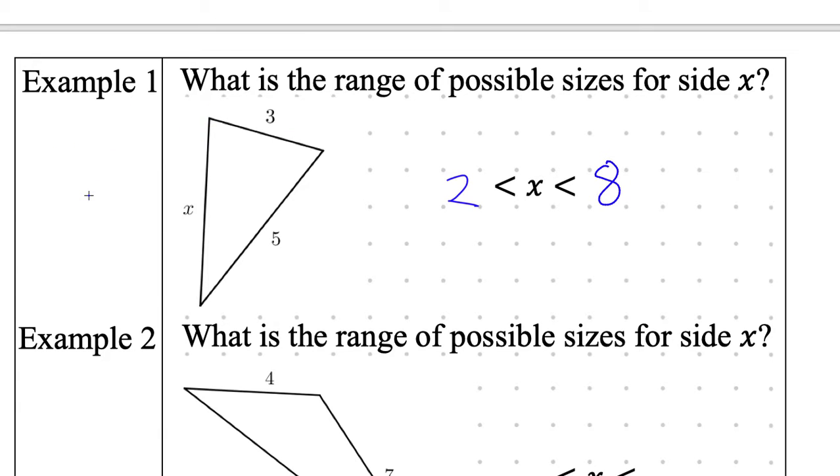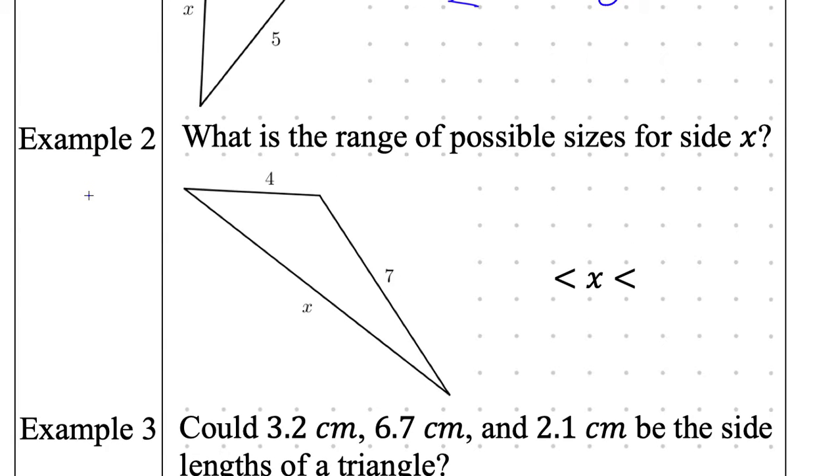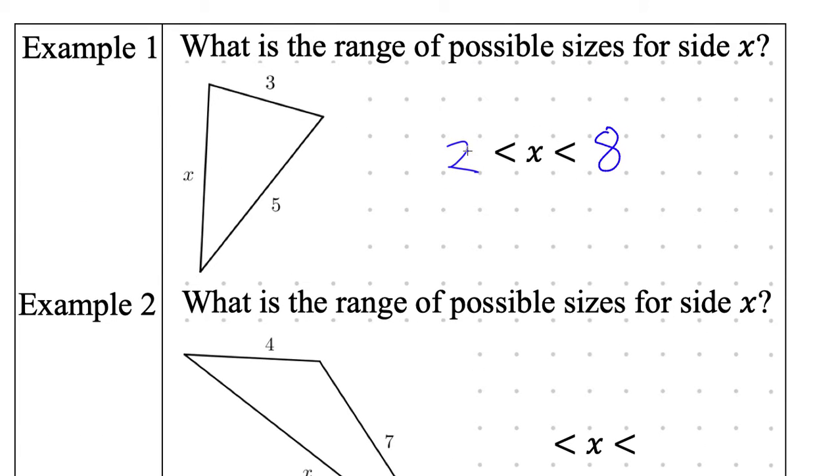That's it. Let's try it again. Wait, that's it? That's it. That's all you have to do. So you don't even have to get x? You don't. That is x. x has to be in a certain range. x is between 2 and 8.